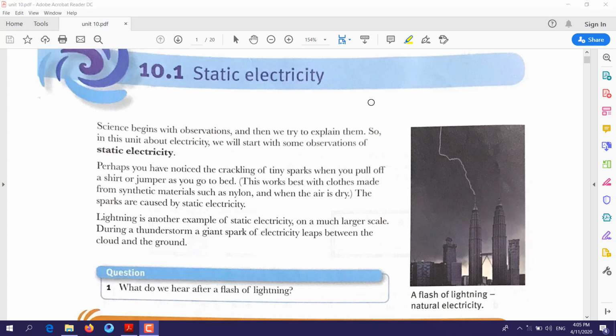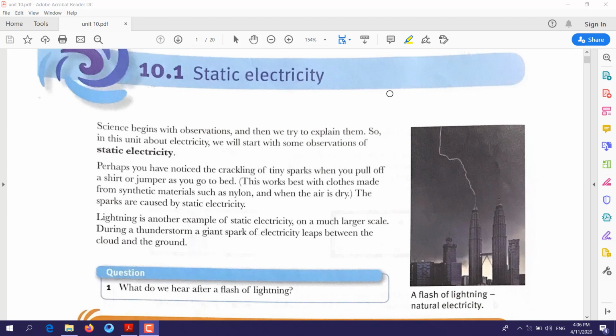Hello everyone. Today we will start reviewing Unit 10, 10.1 Static Electricity. Firstly, all of us have heard the word electricity and maybe we have some information about electricity. But for most of us, it's the first time that we hear static electricity. What do we mean by static electricity?